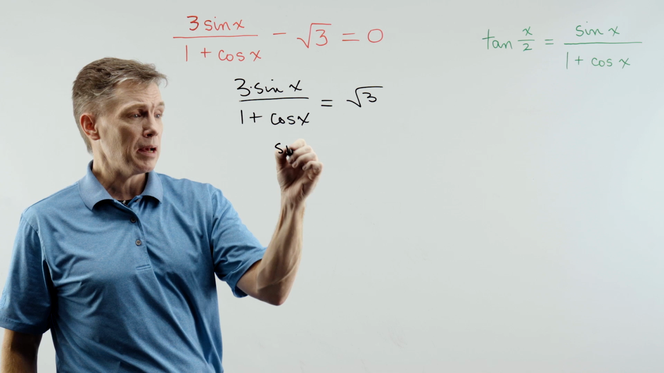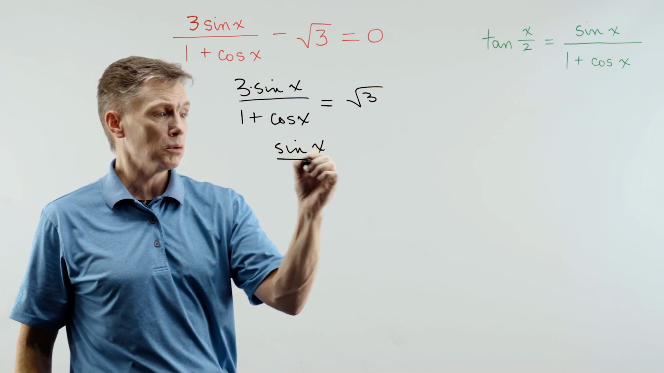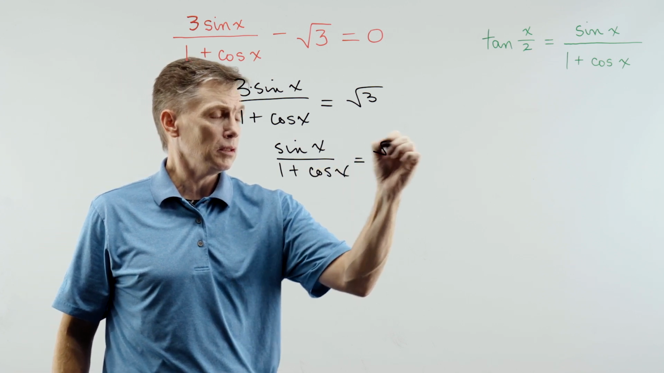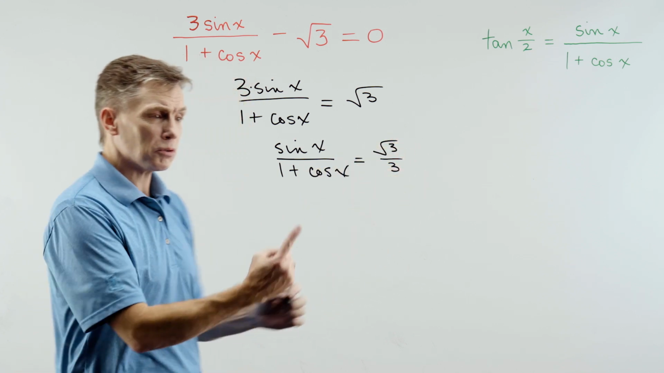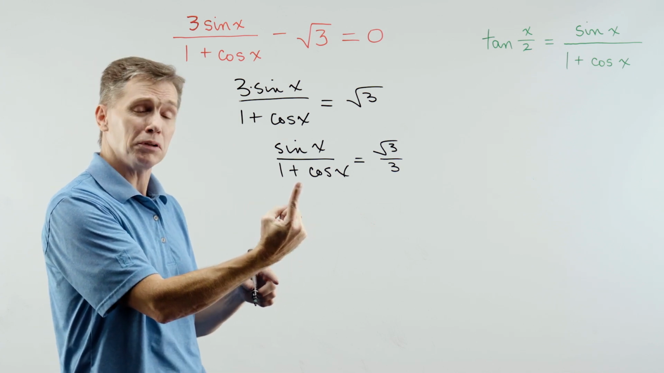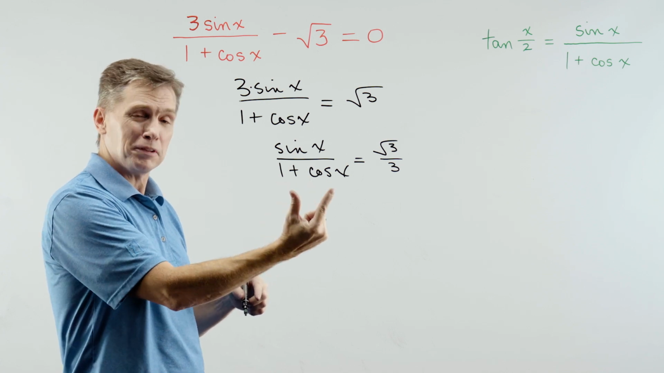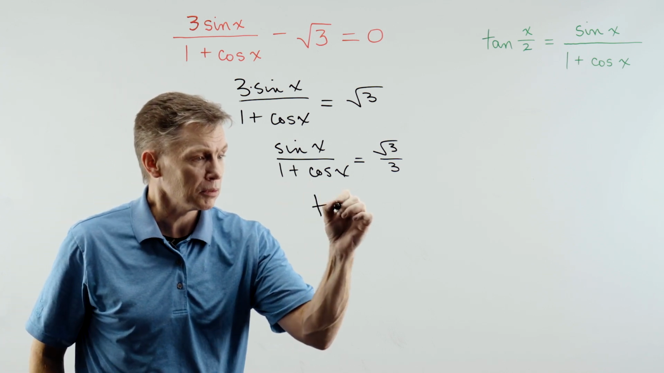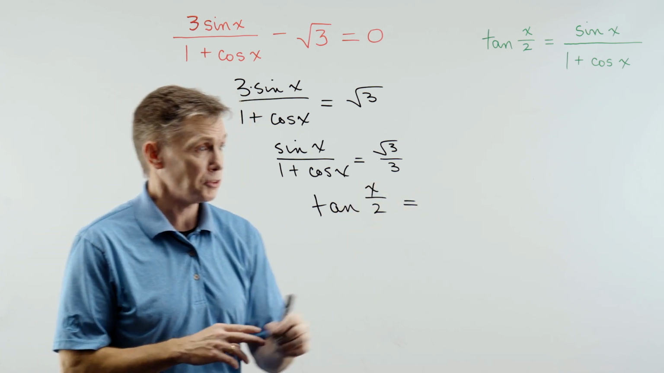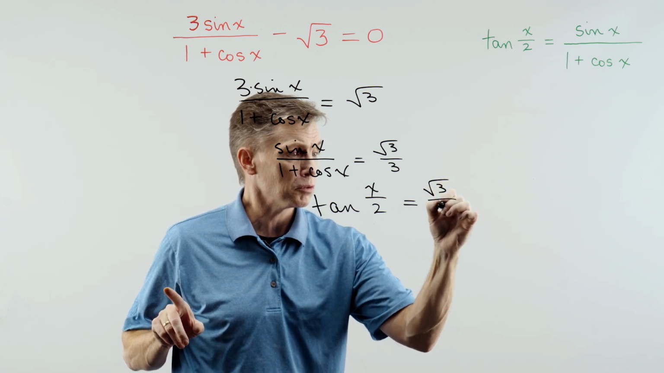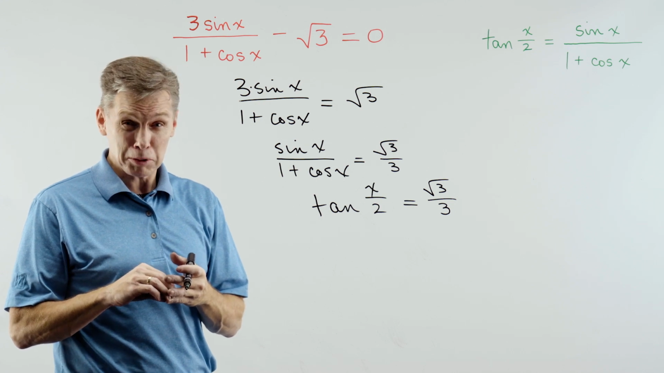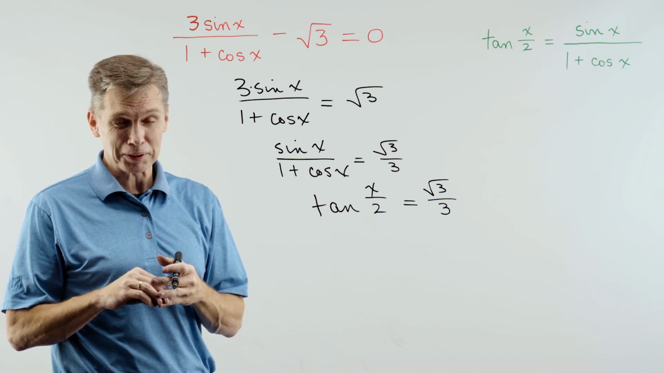So in my next step, let's divide the 3 over to the other side of the equal sign. And in doing so, now notice the left-hand side of my equation exactly matches that half-angle identity that I knew I wanted to use. So this left-hand side can be replaced with tangent of x over 2. And the right-hand side is still there, square root of 3 over 3. So you're getting good mixes of your trigonometry abilities and also your algebra abilities.